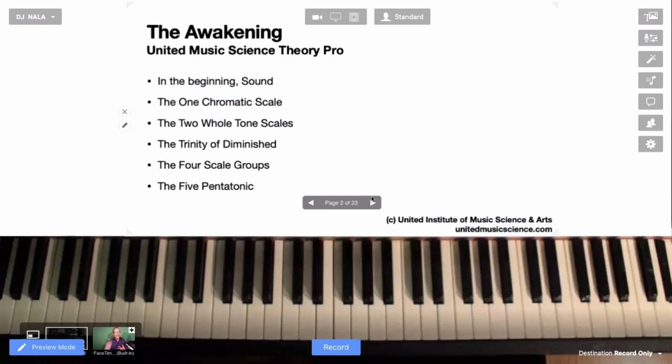So I want you guys to be so grounded in the fundamentals of music, and we're dealing with these first 5 topics. The chromatic system is not a scale, it's a whole concept of playing, and we're going to dig deep into that. The 2 whole tone systems, they're not really a scale, they're 6-note series moving in whole steps. And the Trinity of Diminished, and we talk about the 12 families.